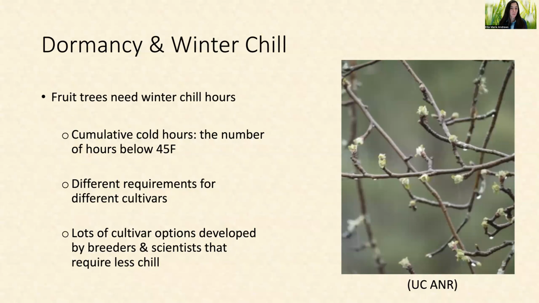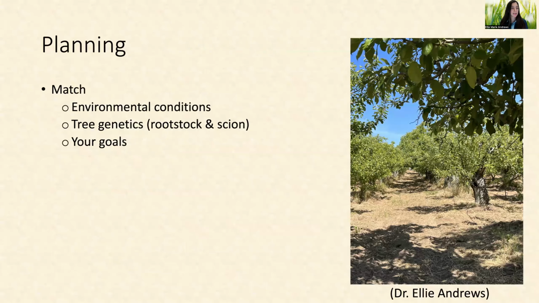So fruit trees need winter chill hours. What does that really mean? It basically means cumulative cold hours, so the number of hours below 45 degrees Fahrenheit. Different cultivars have different requirements, so you want to choose thoughtfully about which cultivars make sense for your microclimate and your situation. And the good news is there are so many cultivar options that have been developed by breeders and scientists worldwide that require less chill. So that's just something to bear in mind.